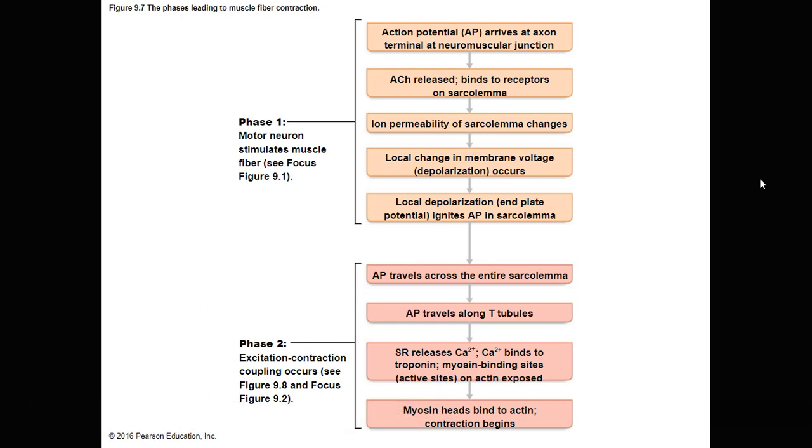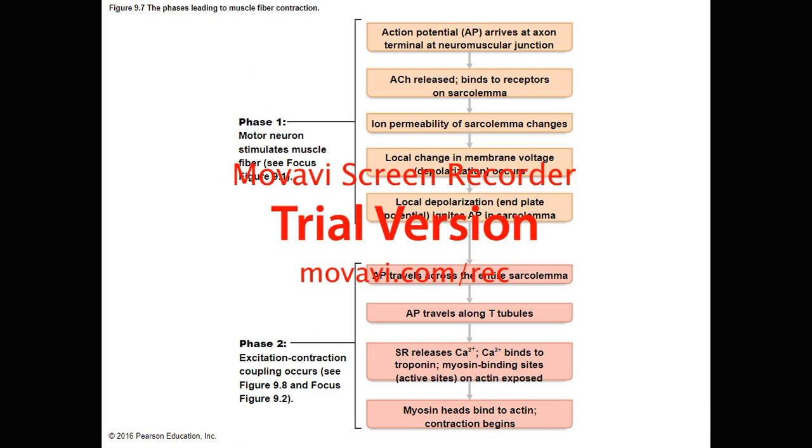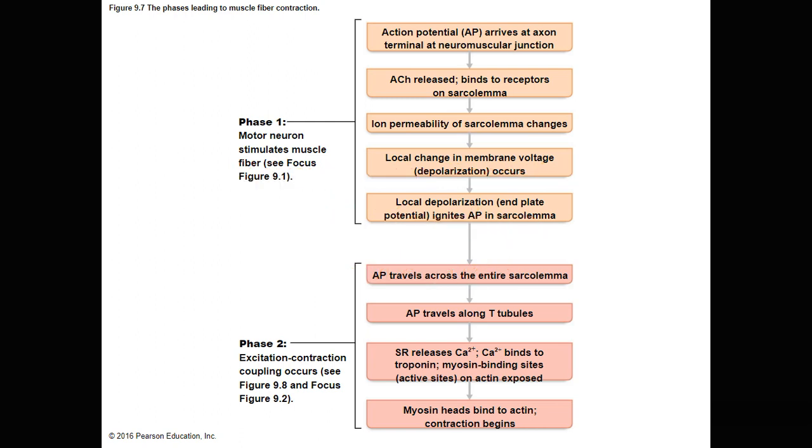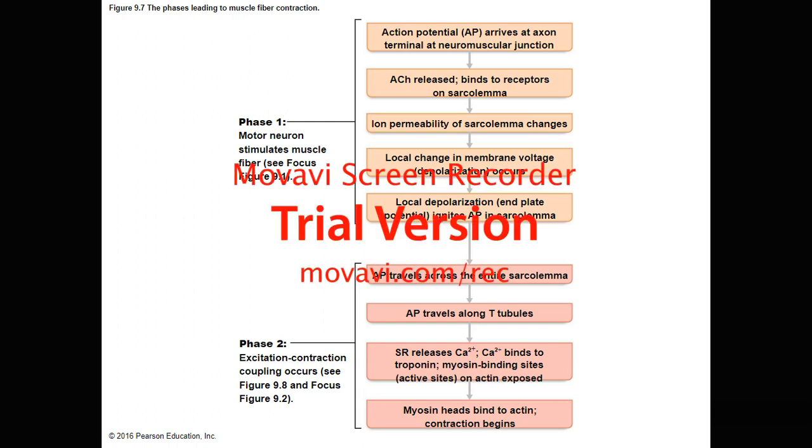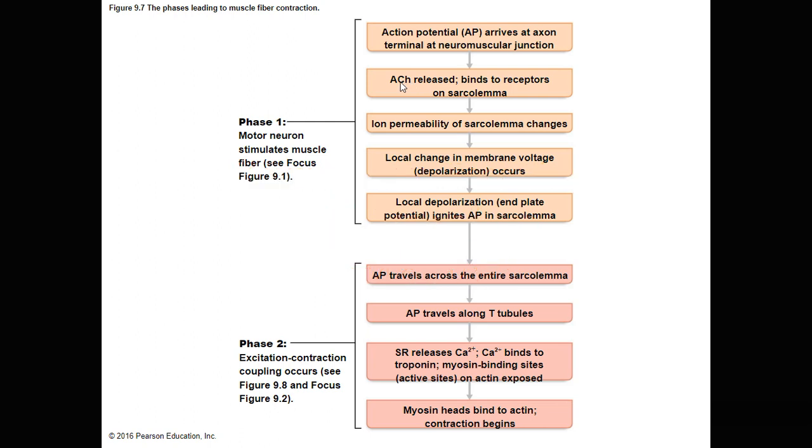All right, so this figure is showing you phase 1 and phase 2 of muscle fiber contraction. Essentially, in phase 1, the motor neuron stimulates the muscle fiber. One motor neuron can stimulate several to even hundreds of muscle fibers. An action potential arrives at the neuromuscular junction, and then acetylcholine, ACh, is released, and it binds to receptors on the sarcolemma.